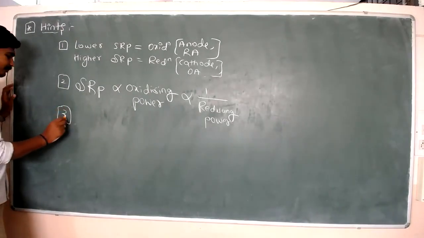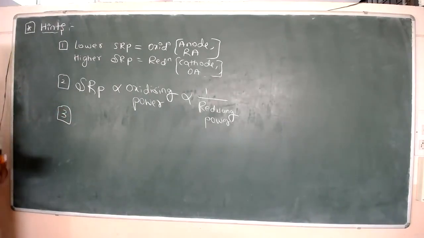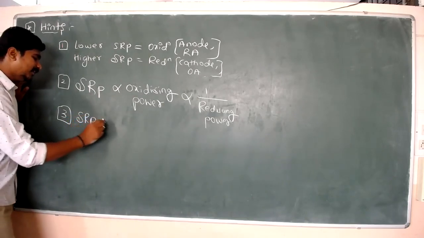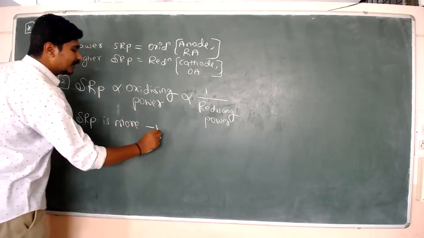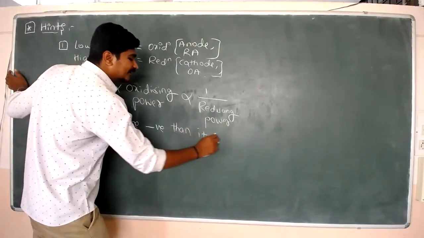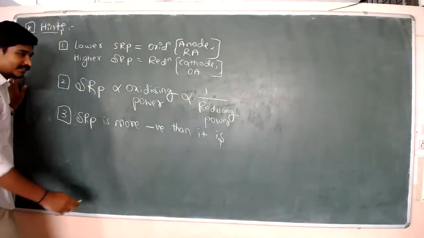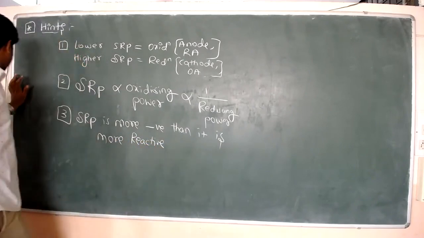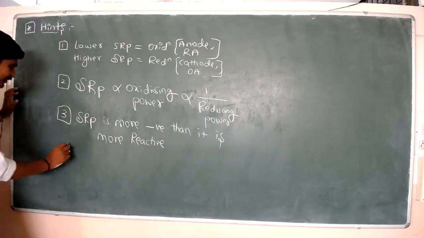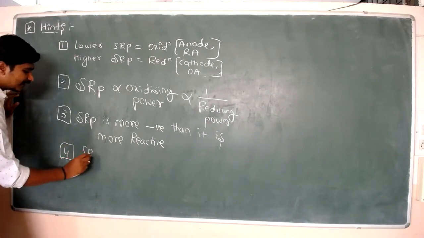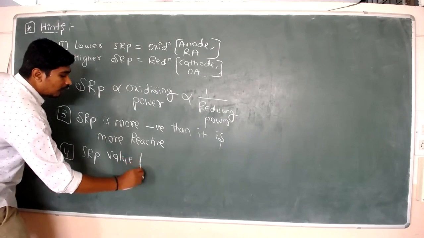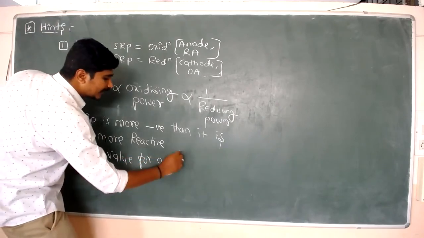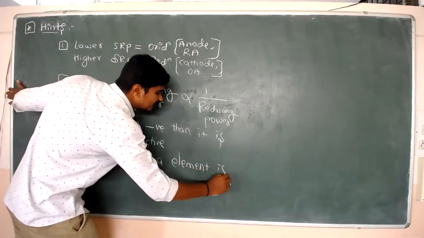Next, third one is, if SRP is more negative, then that particular element is more reactive. This one is third. Fourth thing is, SRP value for an element is fixed.